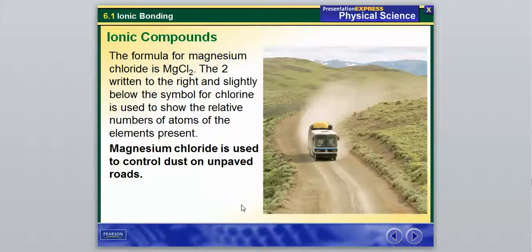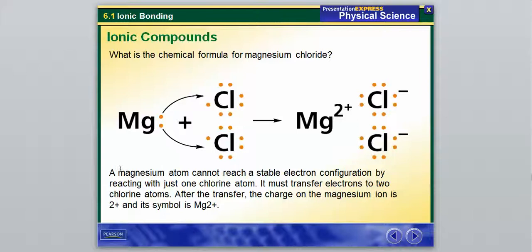In class, we'll probably do some more examples for ionic compounds. Make sure you know the rules. This example is a good one because it shows us how the electrons move and the charges associated with each one.